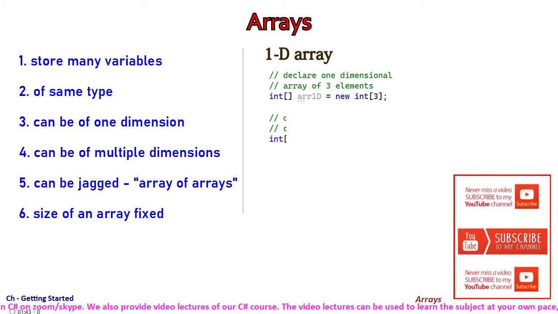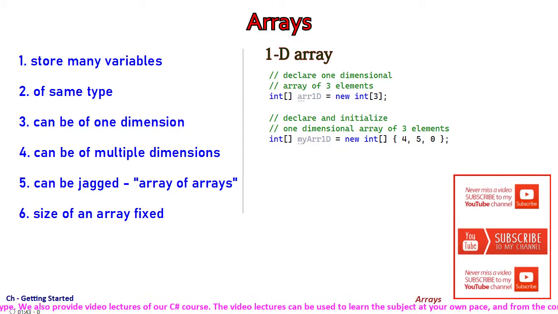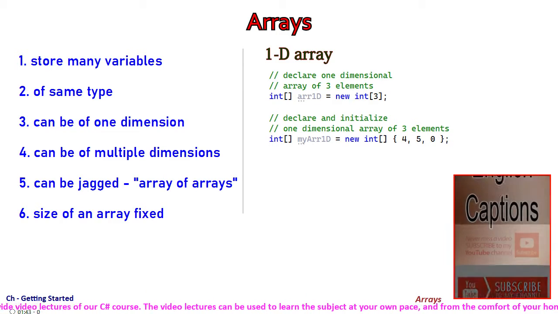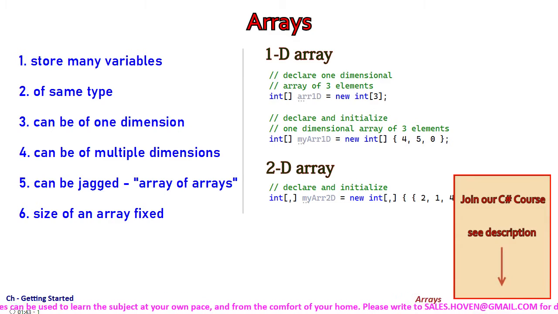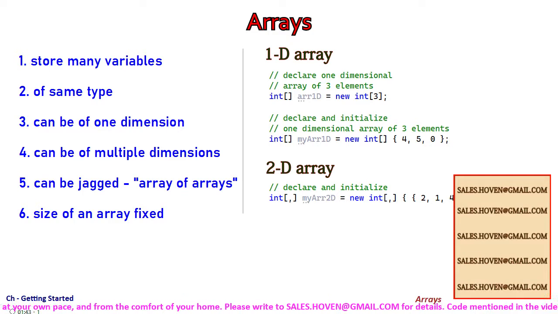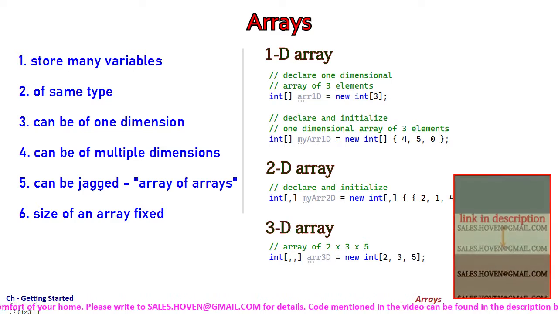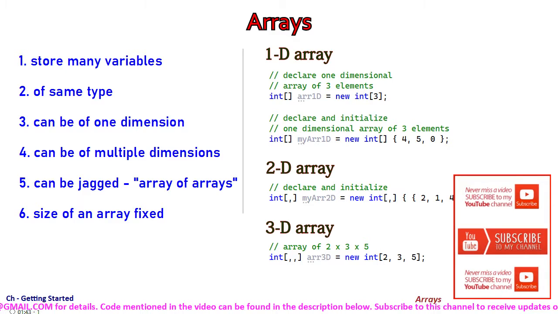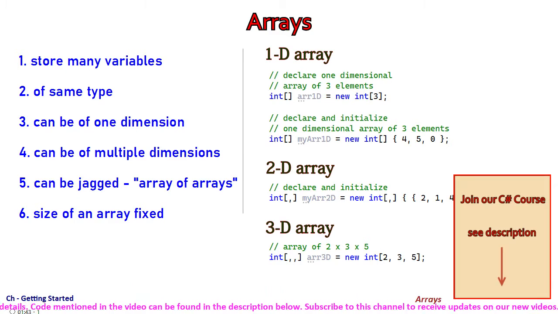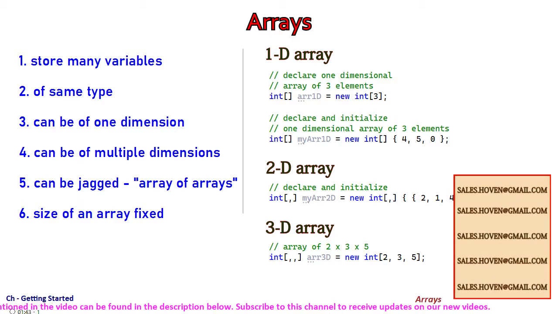An array of one dimension can be created and initialized as you are seeing here. Arrays of two dimensions can be created and initialized as you are seeing here. And notice there is one comma inside the square bracket. Similarly, arrays of three dimensions can also be created and initialized in the manner you are seeing here. And now you can notice that there are two commas inside the square bracket.